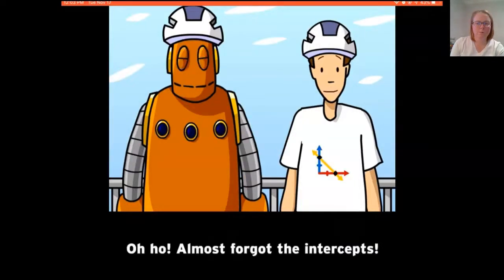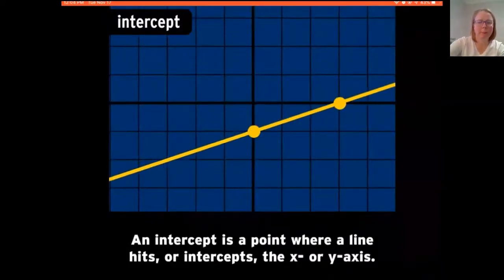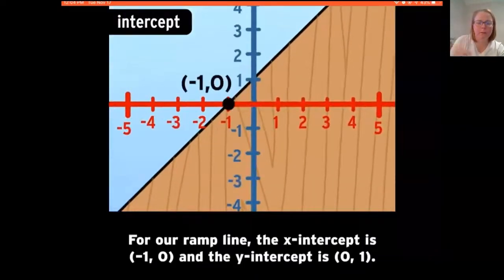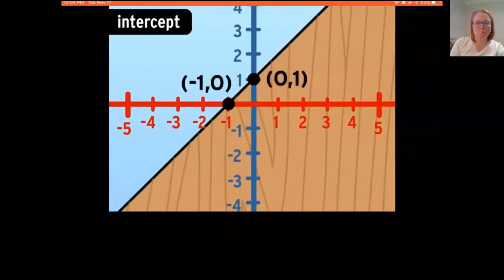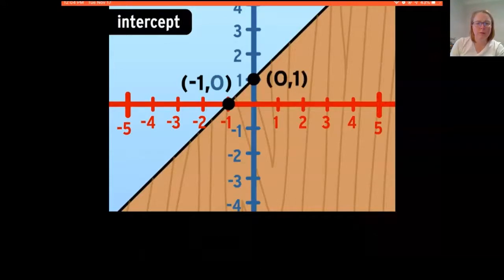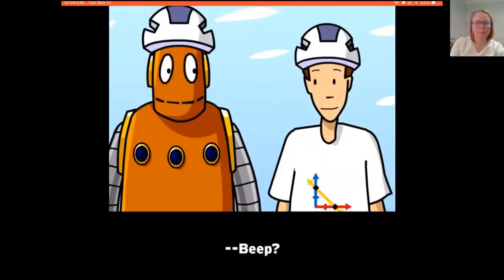Oh, almost forgot the intercepts. An intercept is a point where a line hits or intercepts the x or y axis. For our ramp line, the x-intercept is minus 1, 0, and the y-intercept is 0, 1. Well, the y value of the x-intercept is always 0, and the x value of the y-intercept is always 0. What? That's just what happens.